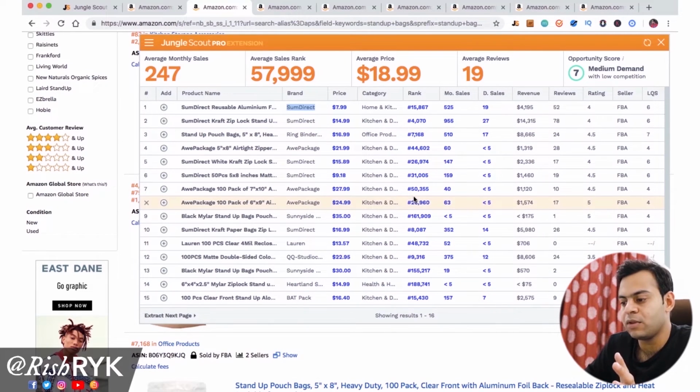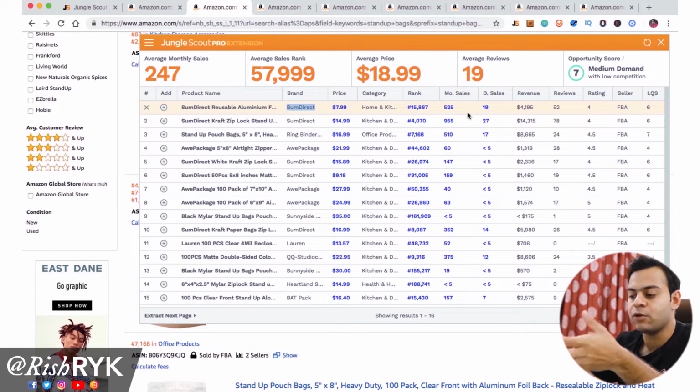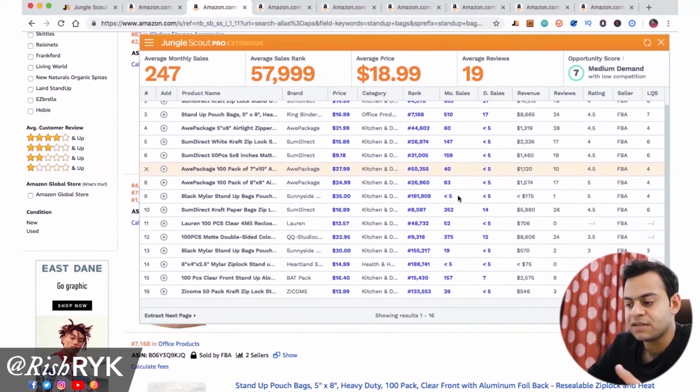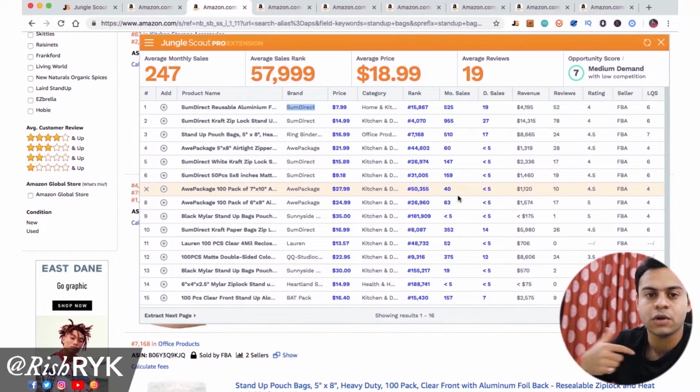We can talk about that later. The monthly sales column. Now this is interesting. What I like to see in this column, first of all, is an even spread. What that means is that the sales should not be driven by only a couple of listings. Since you see 16 listings here, the sales should be evenly spread across all of them. Everybody should get a share of the market.